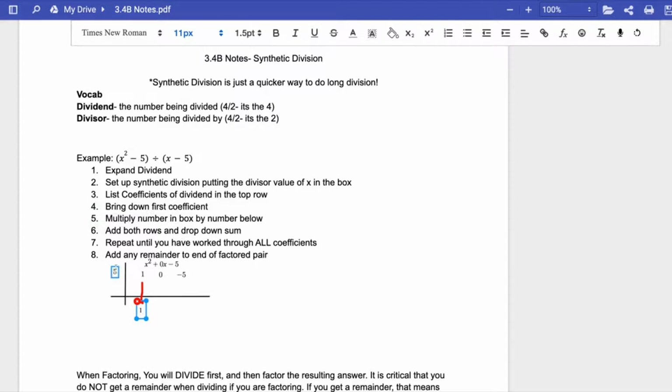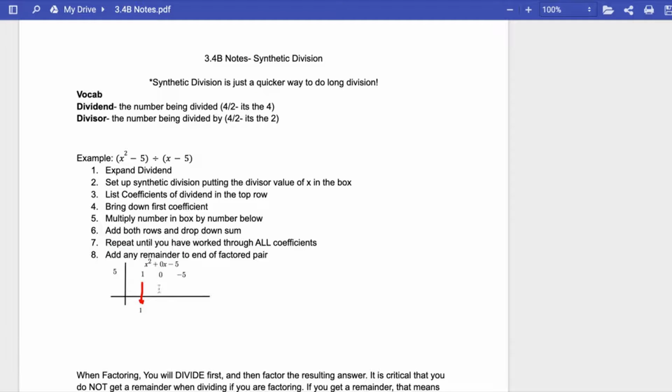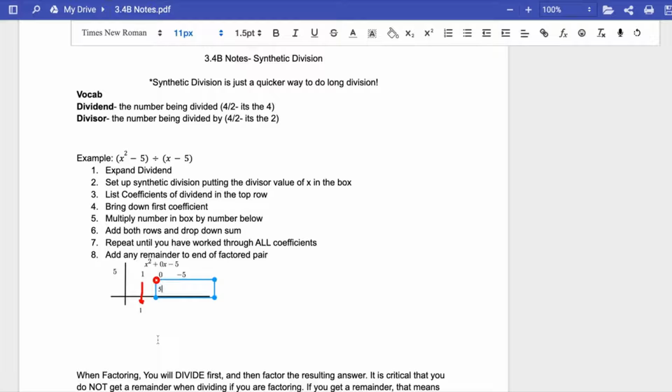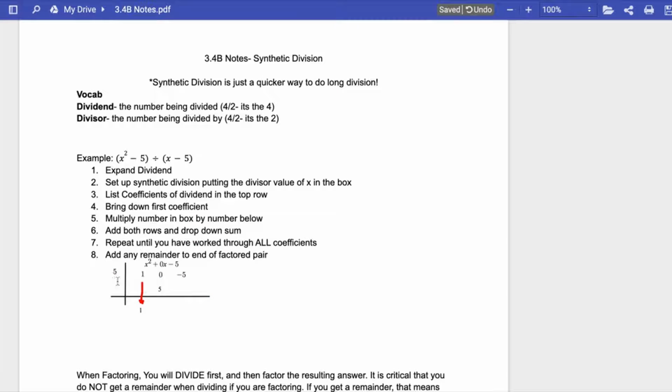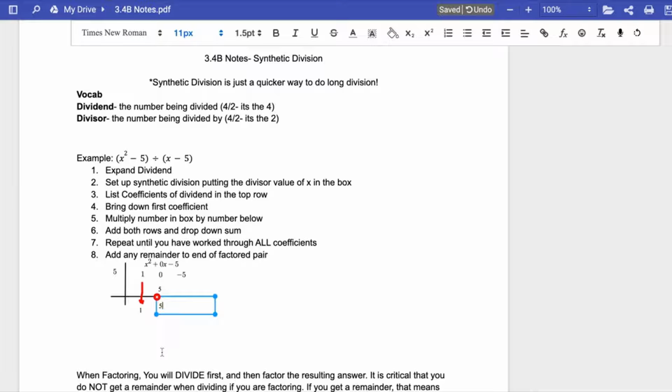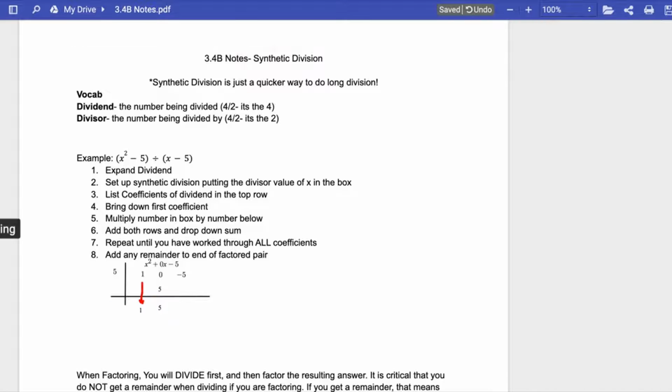Yeah, sorry about that. So right now we're on step 5. Now I'm going to multiply the number in the box, which in this case is 5, by the number below. So 5 times 1 is 5. So I'm going to put 5 here. Okay, and now I'm going to add. So 0 plus 5 is 5, and I just drop it down below.